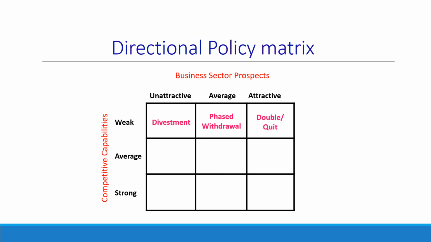Now coming to the next cell, unattractive business sector prospect and average competitive capability. Here also phase by phase withdrawal can be adopted. And the next cell is where both are average. The company has average competitive capabilities and the business sector prospects are also average. In this case, a custodial method can be adopted.